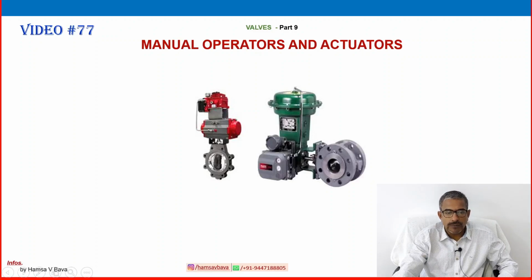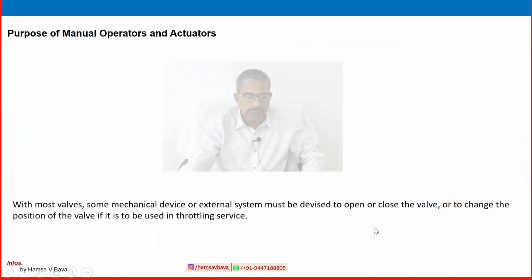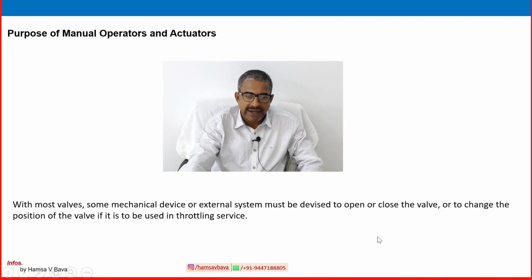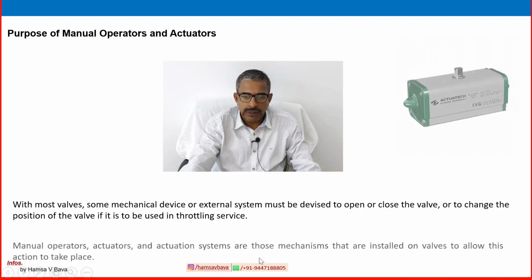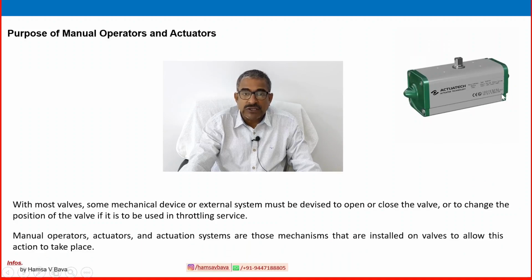Welcome to this video, manual operators and actuators. With most valves, some mechanical device or external system must be devised to open or close the valve, or to change the position of the valve if it is to be used in throttling services. So, some mechanical device or external system is required. Look at that one. This is a type of actuator. For example, manual operators, actuators and actuation systems are those mechanisms that are installed on valves to allow this action to take place.